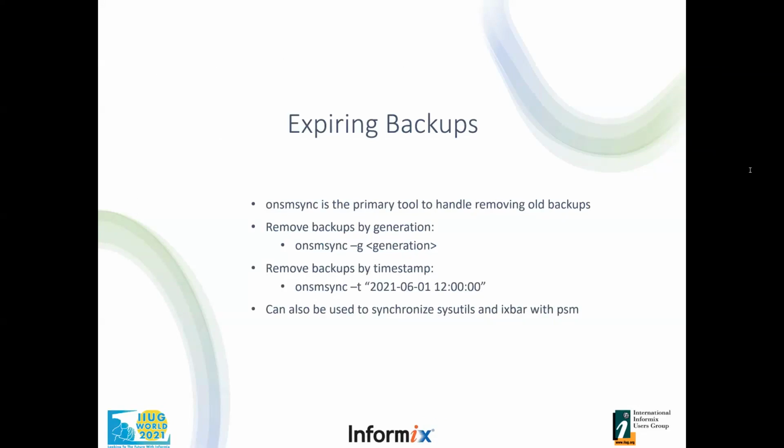So if you need to go back 3 months, you can do it, but you don't have all of those files sitting on your space or on your system. You don't have to go in and manually remove objects. What you actually have is that onsmsync will allow you to remove backups either by generation or by timestamp. So if you give onsmsync -G, it'll let you know what generation to delete, or you can give it the -T, and it will delete any objects that are older than that date.